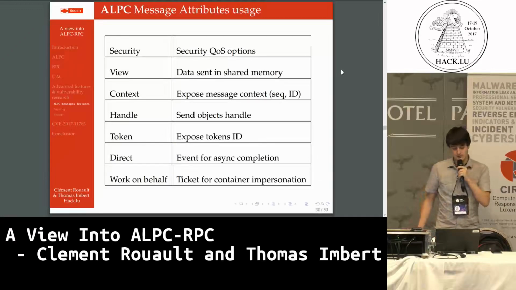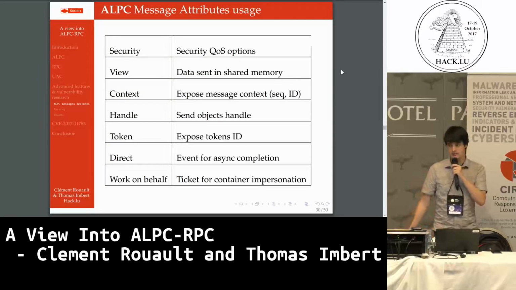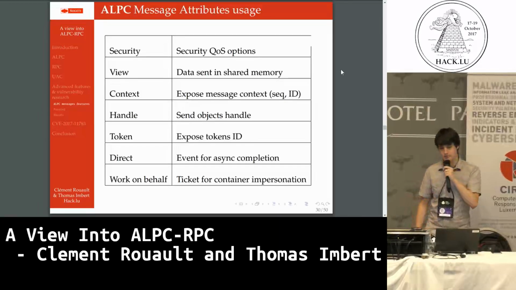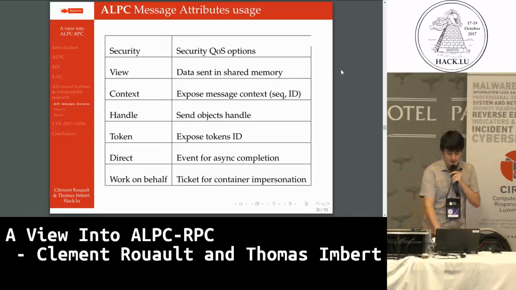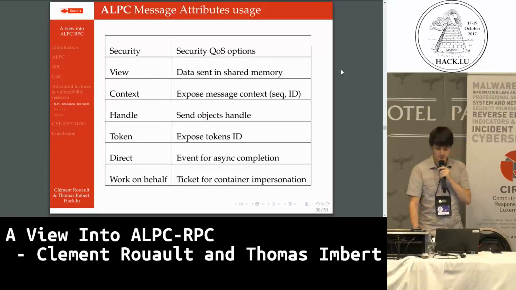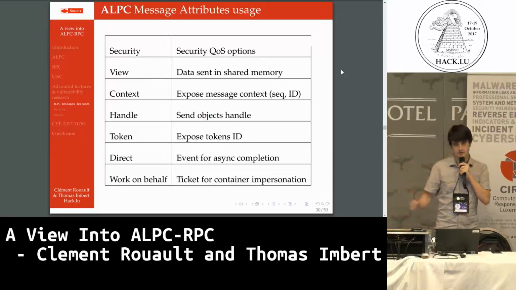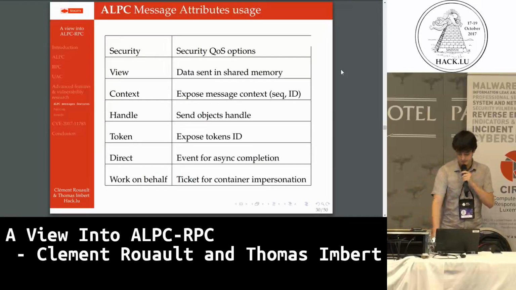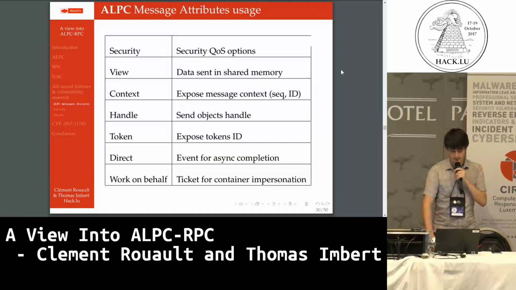You can use the security message attribute to change the quality of service options, and the view attribute to send the data in a shared memory instead of after the port message. This view attribute will be interesting later. You also have a context attribute which allows you to expose some message ID, and even a handle attribute which allows sharing handles between the client and the server. So through ALPC you can share object handles. That's interesting. And the last ones are new to Windows 10 and we didn't look at them.